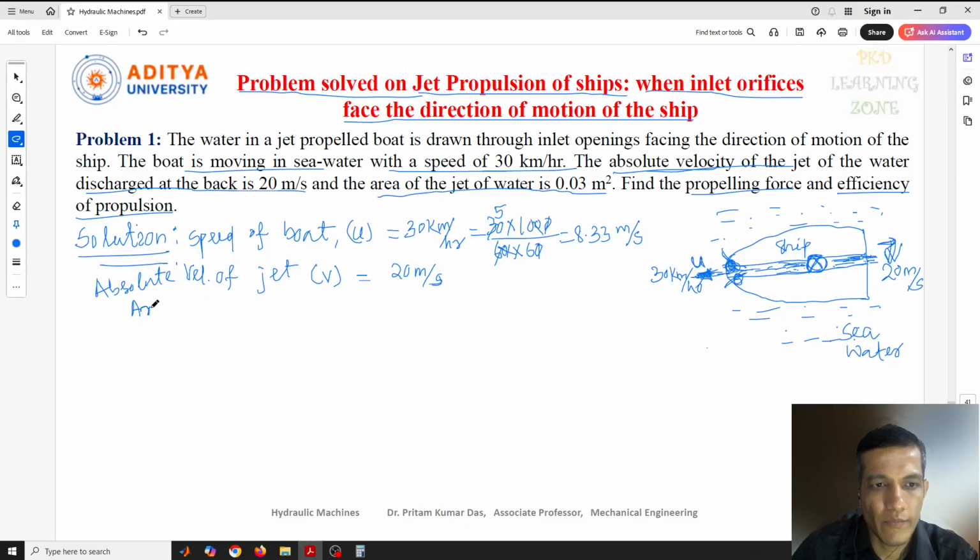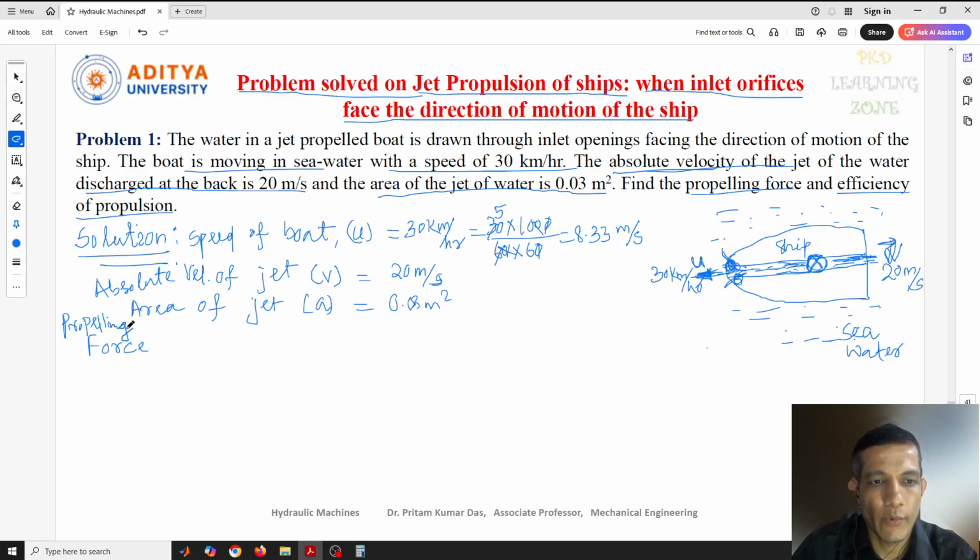So let's write down the area of jet, which we can indicate as small a. This is given 0.03 meter square, and we need to find out the propelling force and efficiency of the propulsion. The question is very simple, so you can easily find out the force. Let's write down the propelling force.